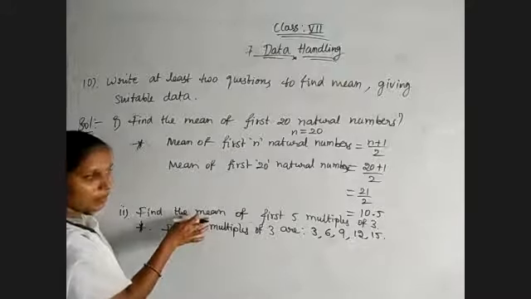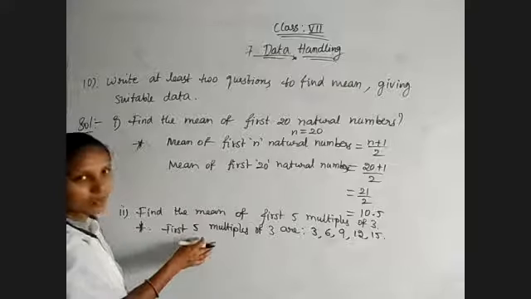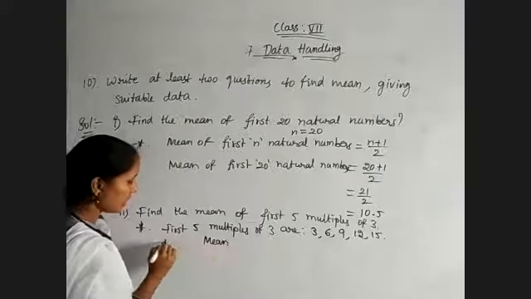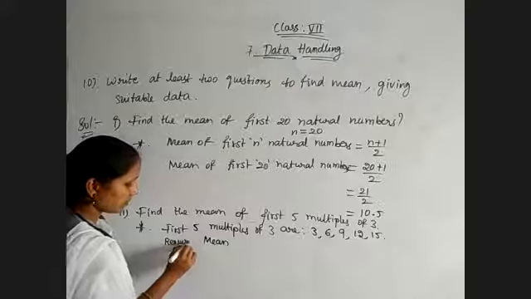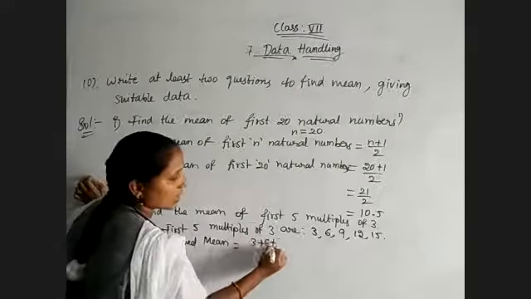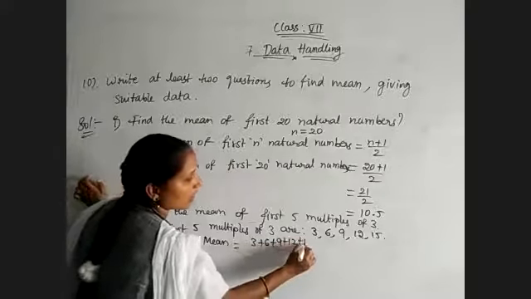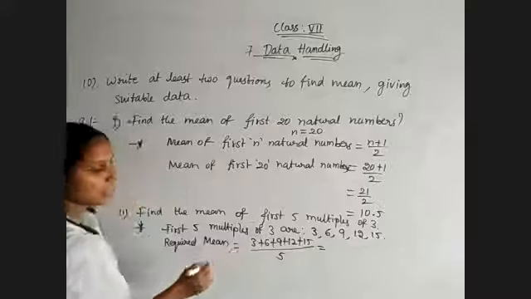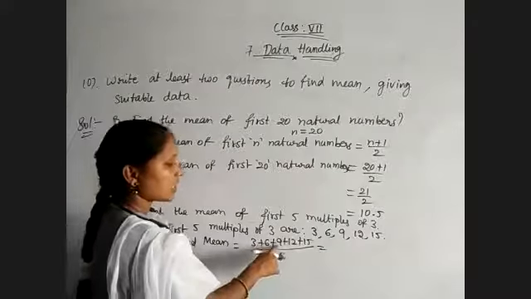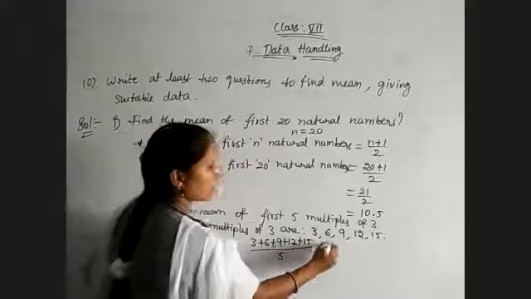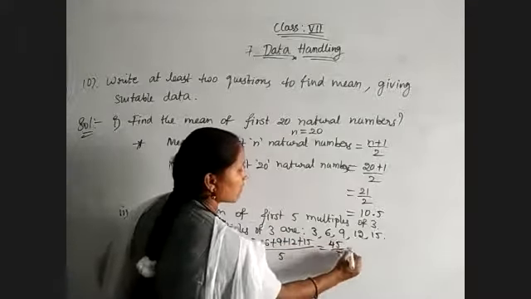According to the question, we are finding the data. What are the observations we are finding? Then we have to find out the mean. So the required mean will be equal to the sum of observations, 3 plus 6 plus 9 plus 12 plus 15, divided by 5. 3 plus 6 is 9, 9 plus 9 is 18, 18 plus 12 is 30, 30 plus 15 is 45. 45 by 5, 5 nines are 45.